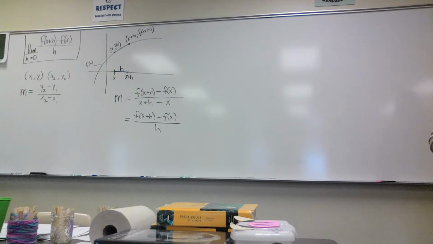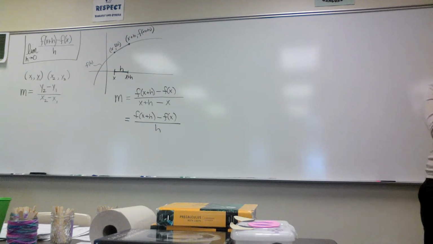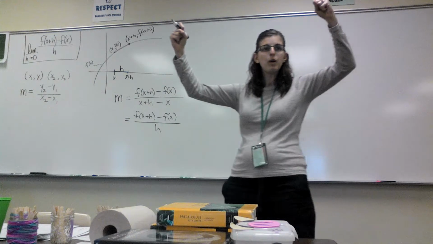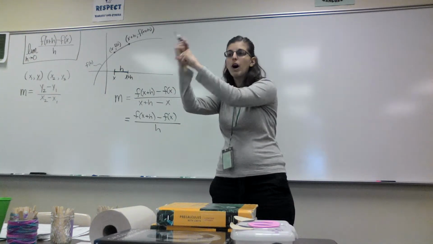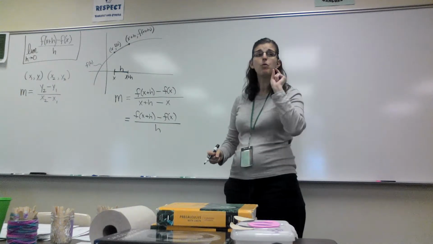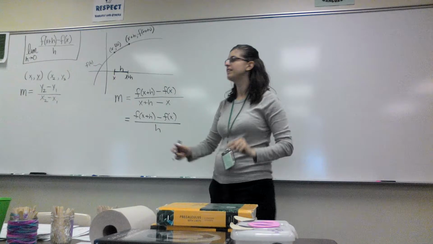Now let's use what you said. Okay, so we want h to become 0. We want the distance between the points to become 0. In other words, we don't want 2 points spaced apart. We want 1 point. We don't want the slope between 2 points. We want the slope at 1 point. And that's what this is finding.